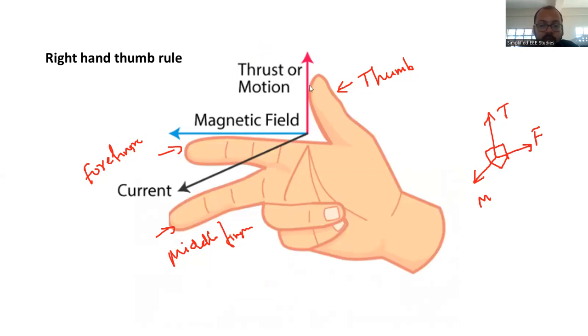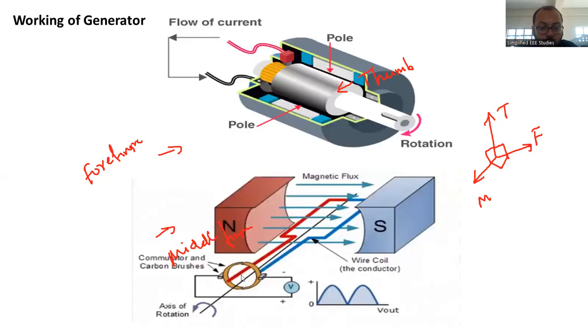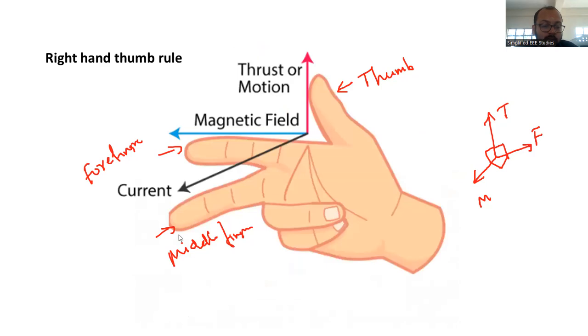Next, you can identify that the thumb represents the thrust. Thrust is basically a force or motion, because you need to rotate, so definitely there will be a movement or motion. That is represented by the thumb. The middle finger represents the current. What about the current? Because you are going to connect the commutator, a commutator with brush segments will be directly connected to the external circuit. So definitely a certain amount of current passes through the external circuit, which you can identify by using the middle finger. So this is actually called Fleming's right hand thumb rule.